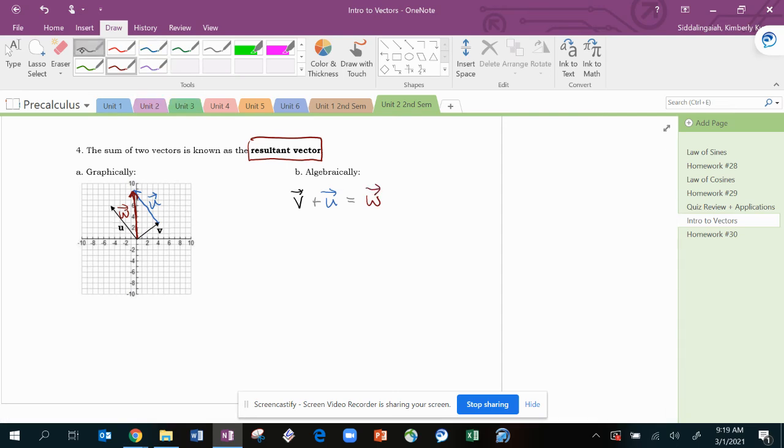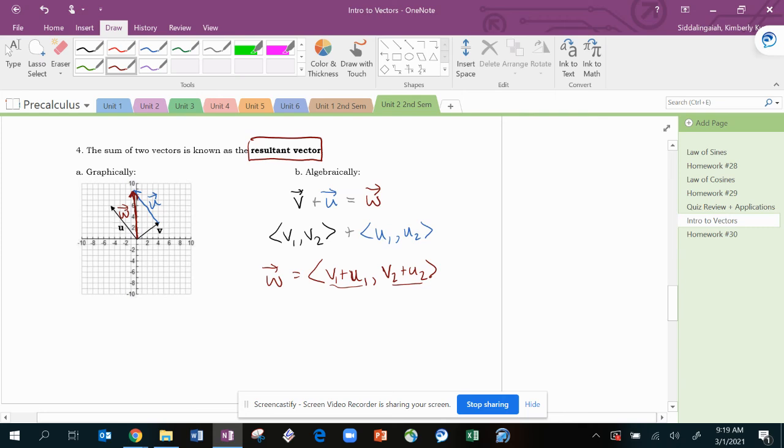Algebraically, what this means, if I'm breaking down into components, is if I have v1, v2, and I'm adding it to u1, u2, that my result is going to be v1 plus u1 as the x component, and then v2 plus u2 as the y component. So x, y component. And that would be my resultant vector.